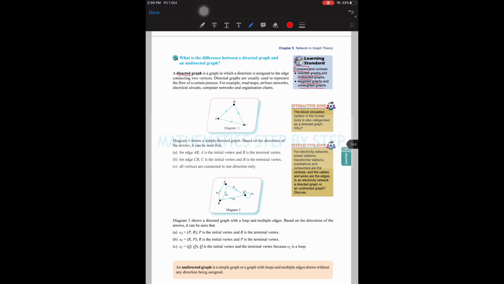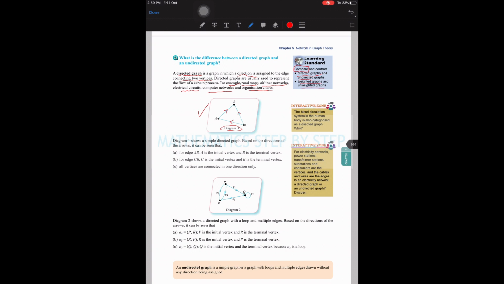So a directed graph is a graph in which a direction is assigned to the edge connecting two vertices. So let's refer to diagram 1, okay? We can see at the edge here, there's a direction. There's an arrow here, okay? So this is a directed graph. So for example, road maps, airlines networks, electrical circuits, computer networks, and organization charts. All these are directed graphs, okay?